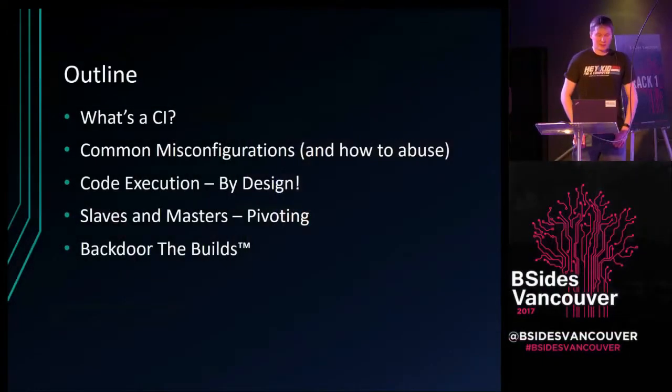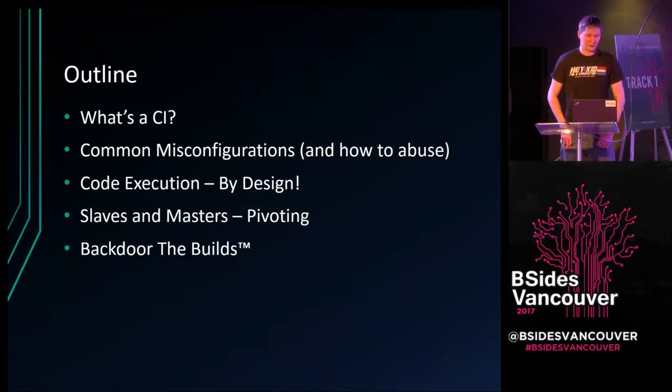So if you're getting coffee or whatever and you're wondering, should I ditch this talk? You can find out. I'm going to start by going over what is continuous integration. That's what my talk is focusing on. I'm going to go over some common misconfigurations of CI systems. Then from the attacker side of things, I'm going to talk about the code execution you can get through a CI system, pivoting between slaves and masters within the CI system, and then finally backdooring all the builds.